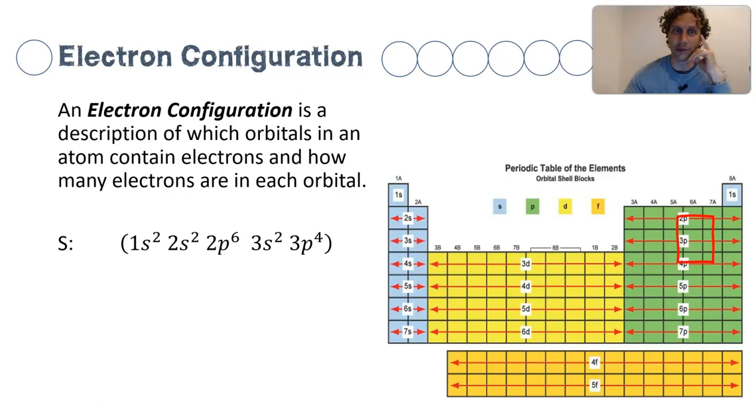And this is just for sulfur. So if we do something way down here, that's a lot of writing. So there is a way to do this a little bit shorthand, and that's by doing something called the core configuration. And core configuration just looks at the previous noble gas and then goes from there.